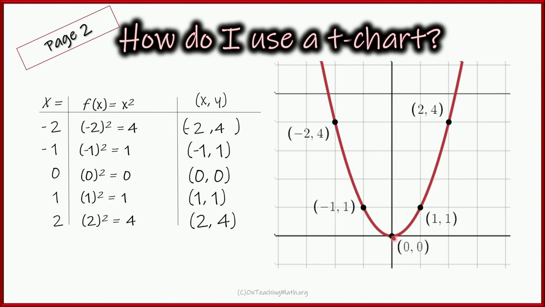That's the vertex. Do you see? There's a pattern right there. Everything on the left is a reflection of everything on the right. So 4, 1, 0, 1, 4. That's how it's going to work. If you have that pattern going, you're going to be good to go.